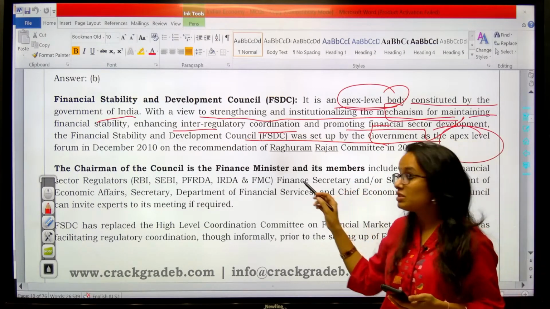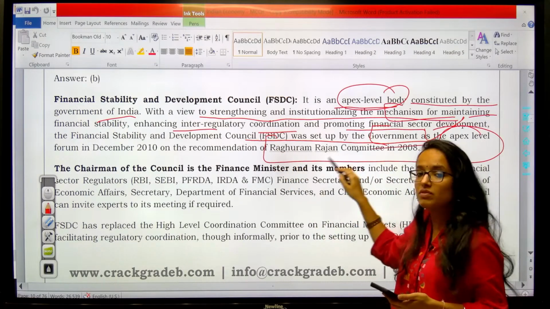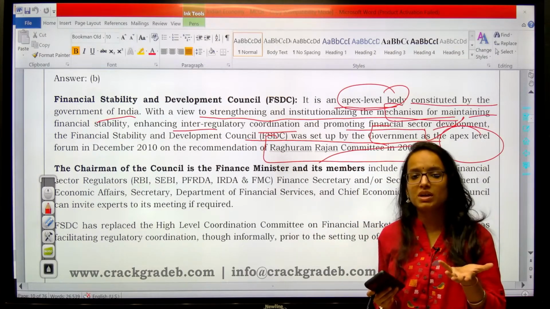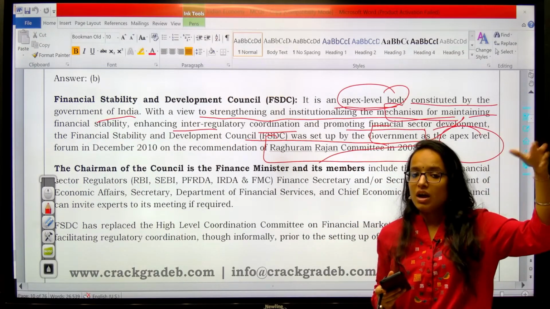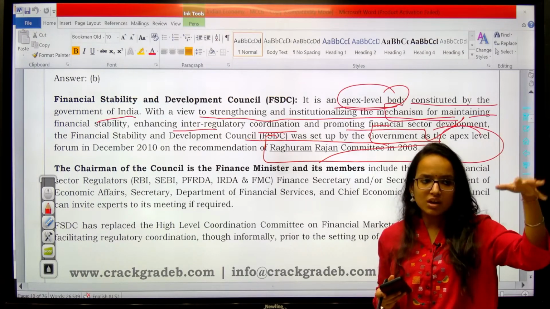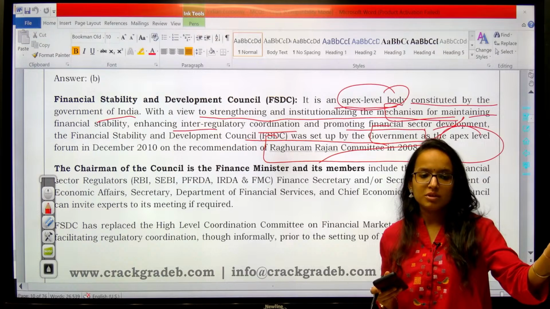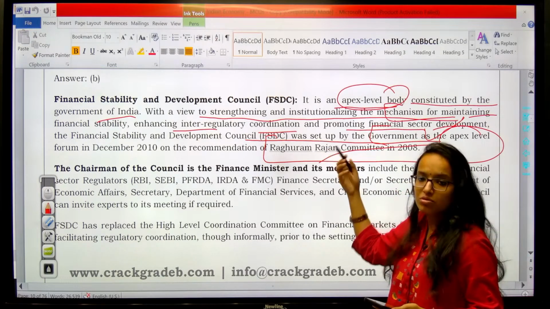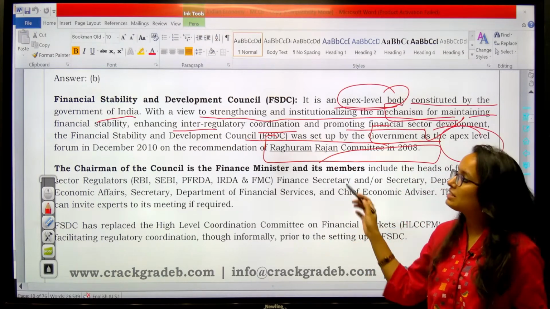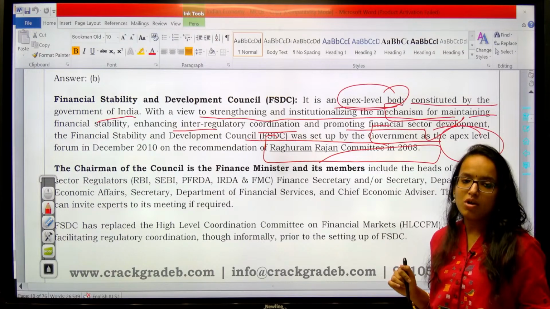Okay, now this is important. Another very important question, which you can see, these kinds of questions can also be asked in prelims. They have asked a lot of questions on committees earlier. Now you don't see this trend, but anytime the trend can reverse, because it's UPSC, right? So the Raghuram Rajan committee has recommended the setting up of FSDC.